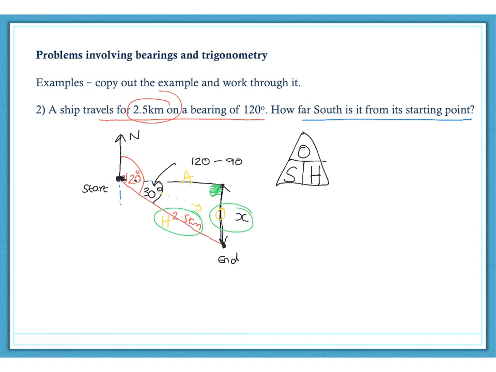So from here, we know that we want to work out what the opposite is. So that is equal to sine of 30 multiplied by h, which is 2.5. And if we work that out, that comes to an answer of 1.25 kilometres. So x is equal to 1.25 kilometres. The ship is 1.25 kilometres south from its starting point.